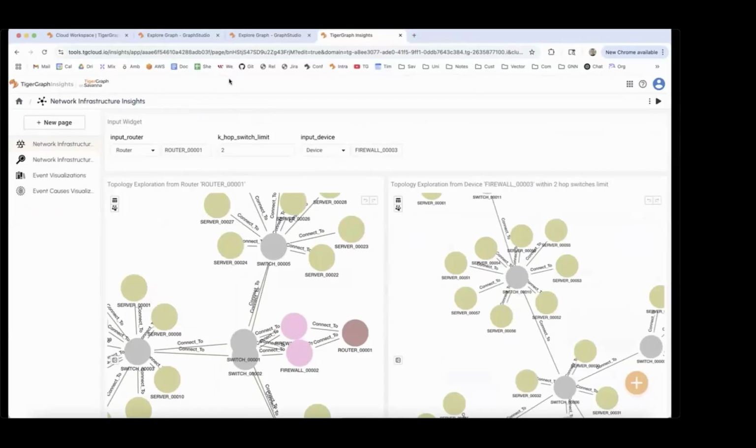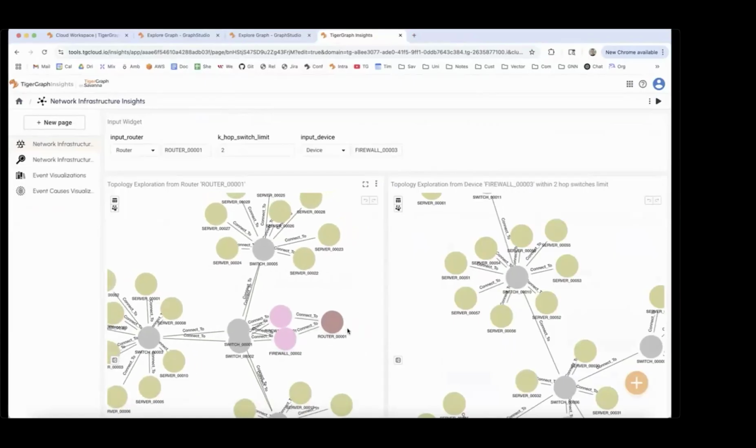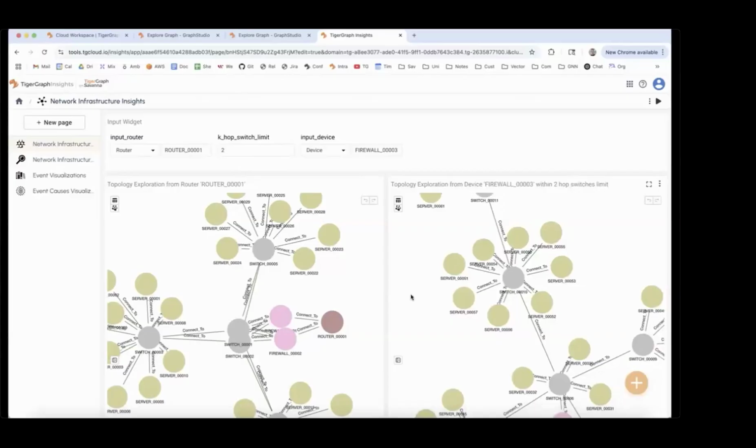So we'll start with the Topology Exploration widget, which allows you to visualize how devices are connected. On the left-hand side, I start with my router 1 device, and I can see that it's connected to 2 firewalls, multiple switches, and servers. So I can see all of the connected devices for that router.